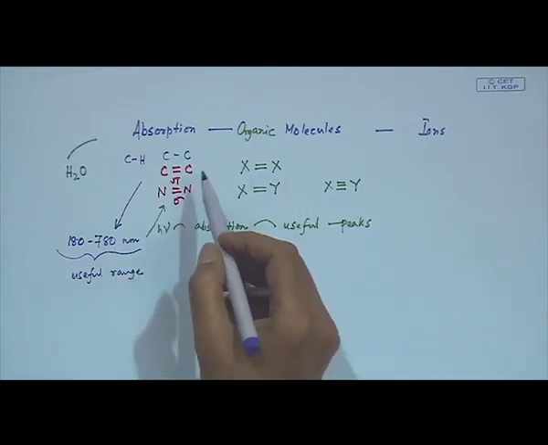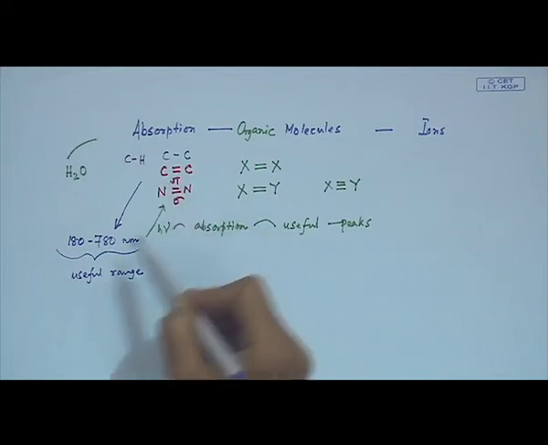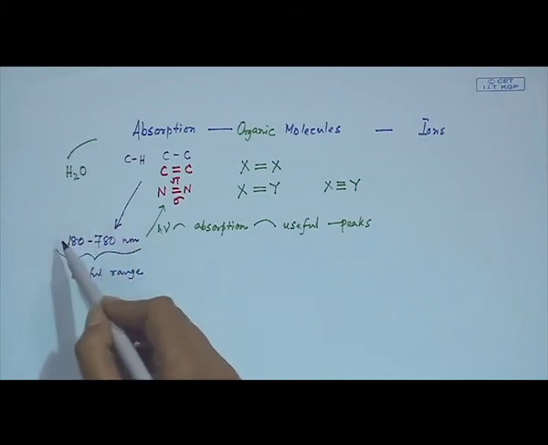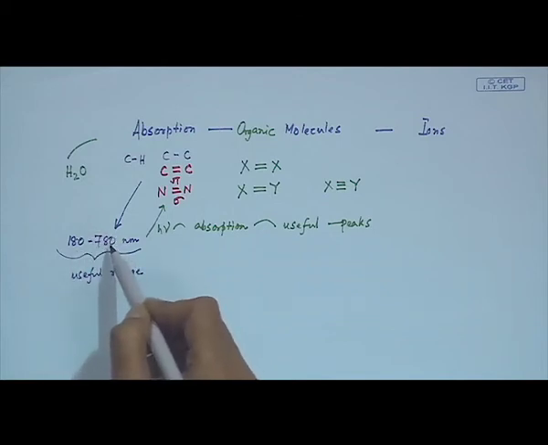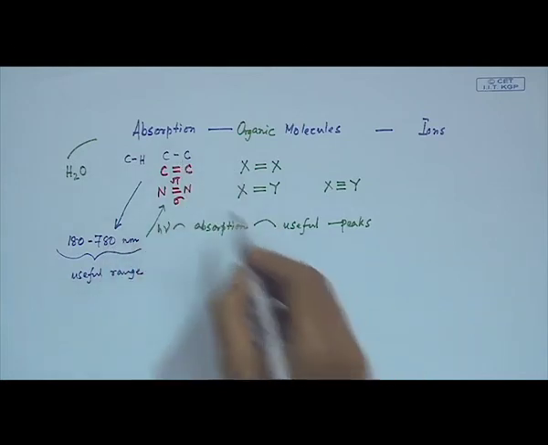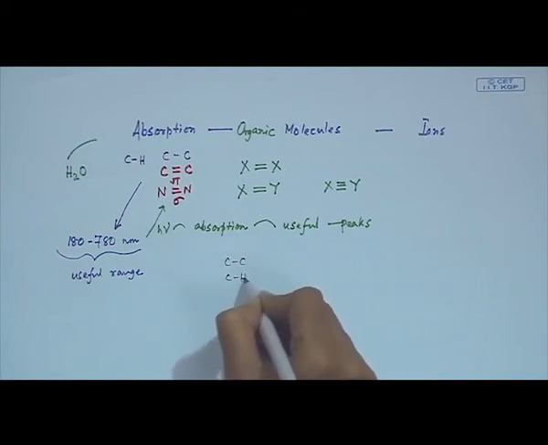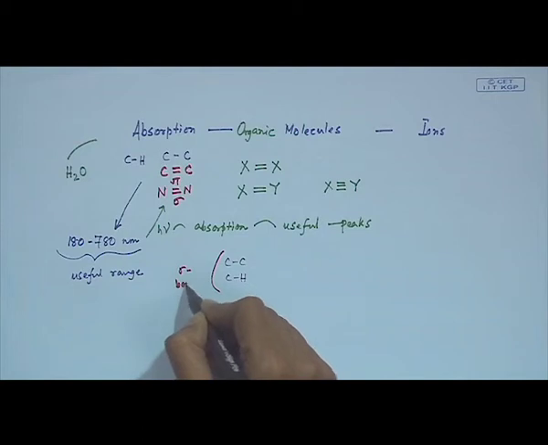To excite this double bond or to excite this triple bond, we can use this particular range, which is well below the ultraviolet range and in the upper level of the visible range. But for these two cases, that means the CH and CC case, we are talking in terms of only the sigma bond. So, the sigma bond we are talking about.